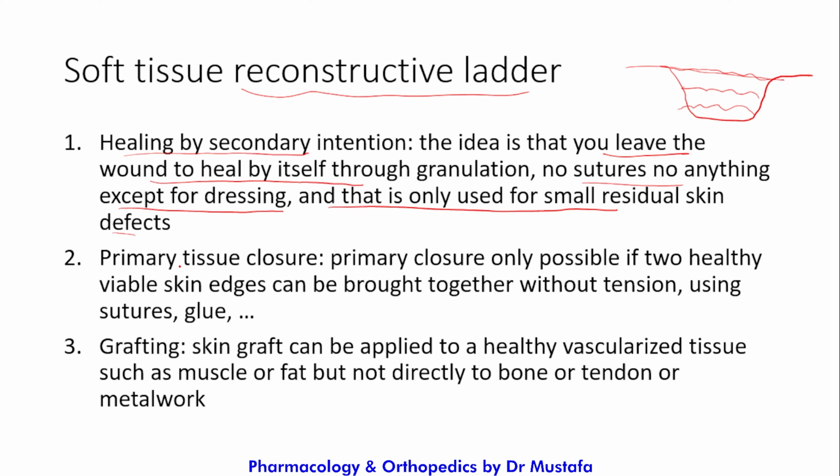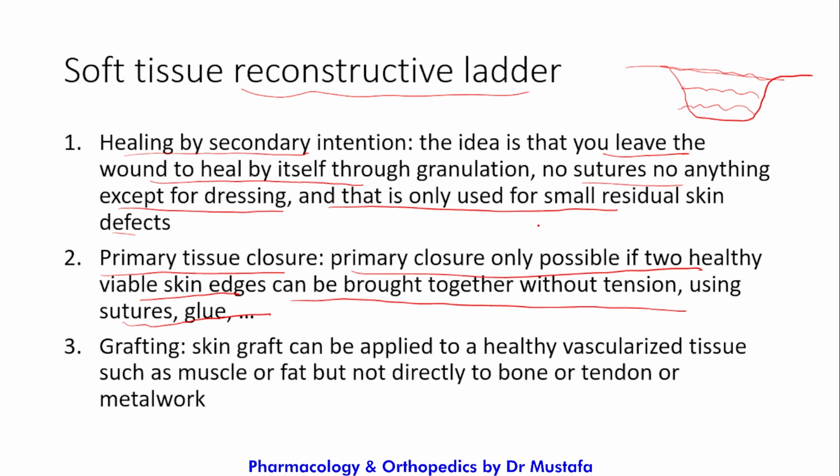The second step in the ladder is the primary tissue closure. It's also called healing by primary intention. The primary closure is only possible if two healthy viable skin edges can be brought together without tension using sutures, glue or anything else. So basically it's used when the debridement is complete.